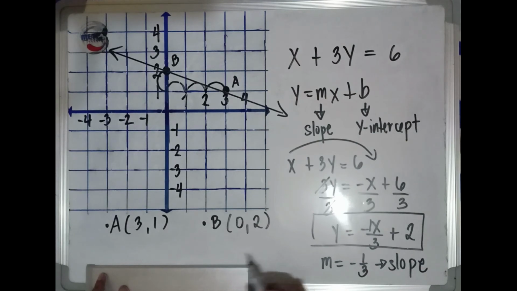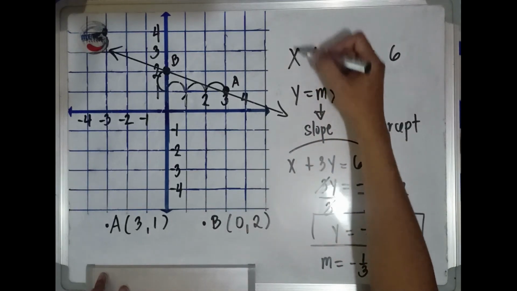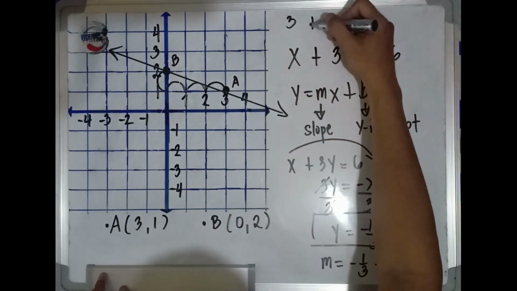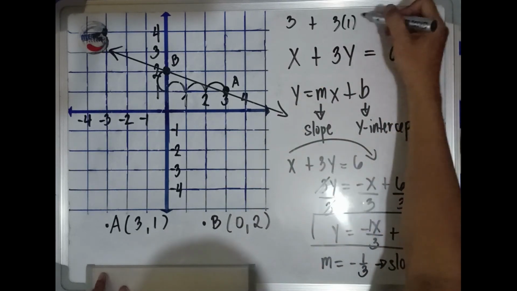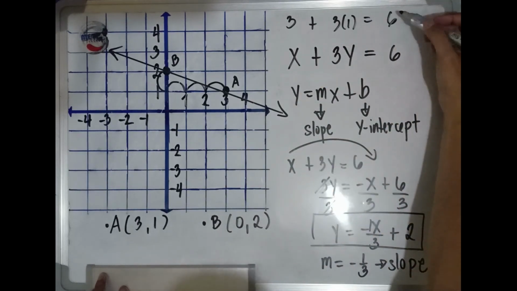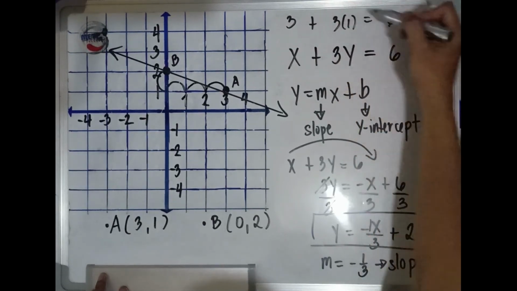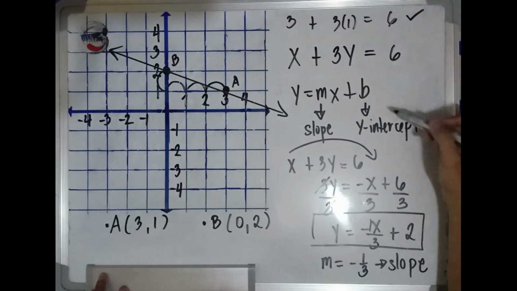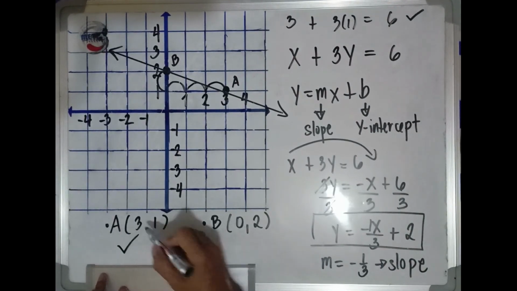Now, let us substitute these points on our given. So, x will be 3 plus 3 times the value of y, which is 1, is equal to 6. So 3 times 1 is 3, plus 3 is 6. 6 is equal to 6. So meaning, that is correct. So point A is correct.